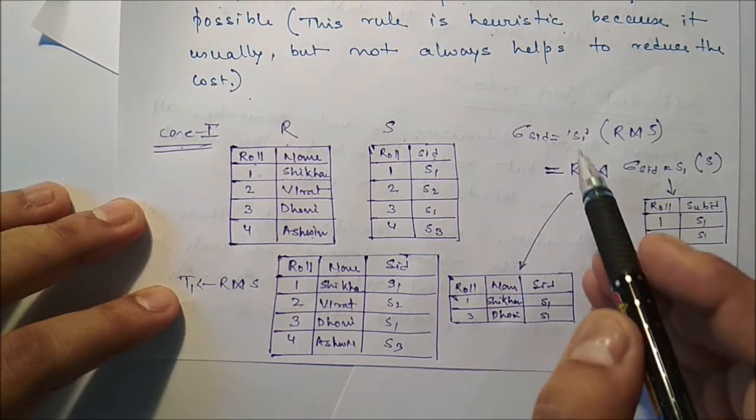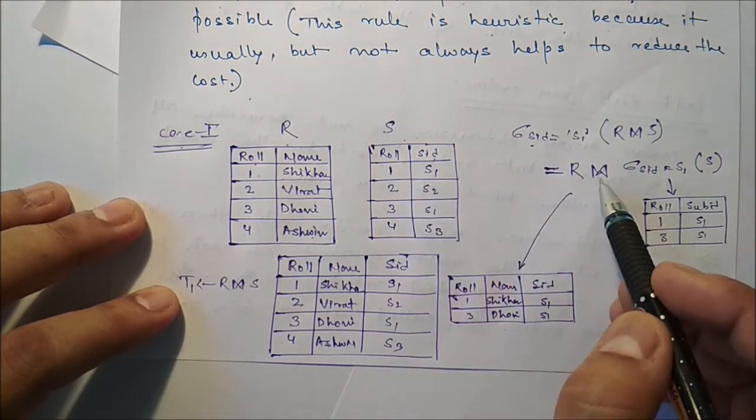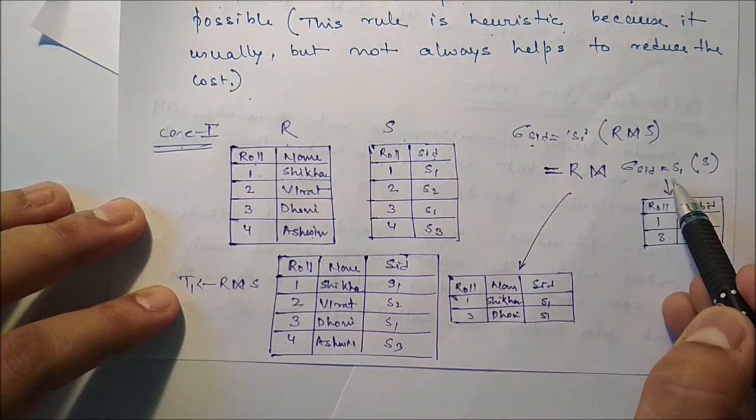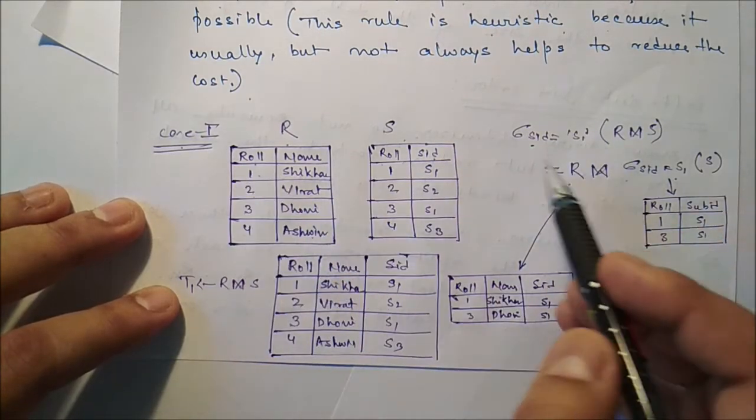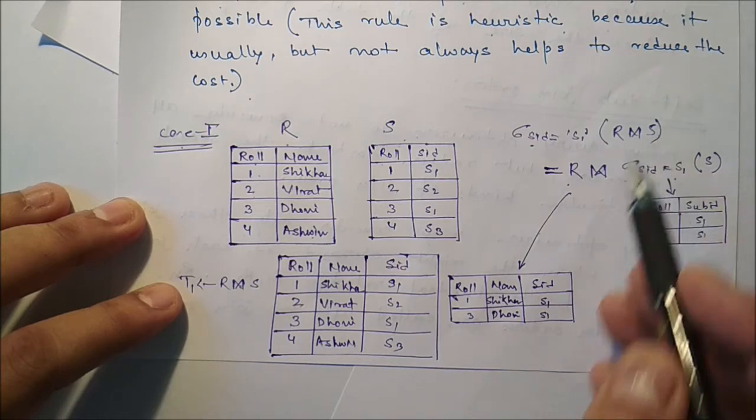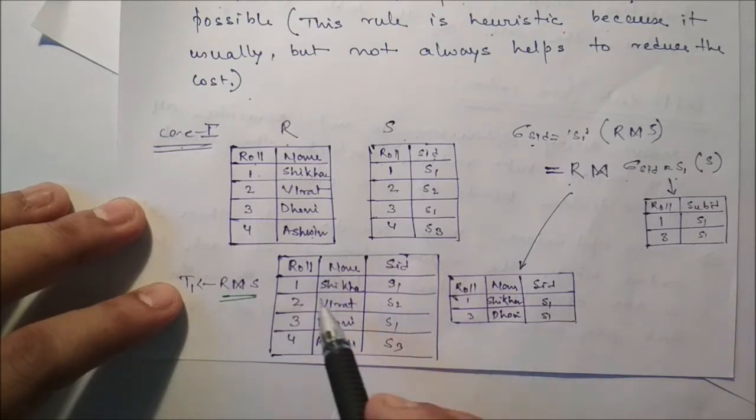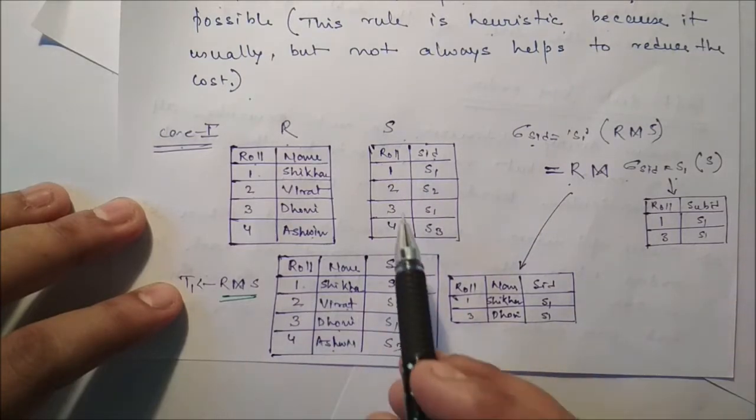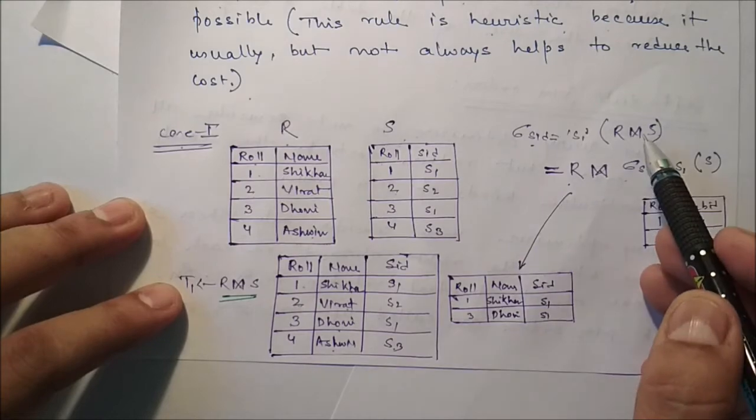Or what we can do: this subject ID is associated with this particular table S. So before the join we can implement the selection condition, and after that we can apply the join. Now see here, if you apply the join, say R natural join S, the intermediate table will be this one: 1, 2, 3, 4, Shikhar, Virat, Dhoni and Ashwin. So roll number 1 S1, roll number 1 S1, roll number 2 S2, roll number 2 S2, roll number 3 S1, roll number 3 S1, roll number 4 S3, roll number 4 S3. This is our intermediate result after applying the join operation.